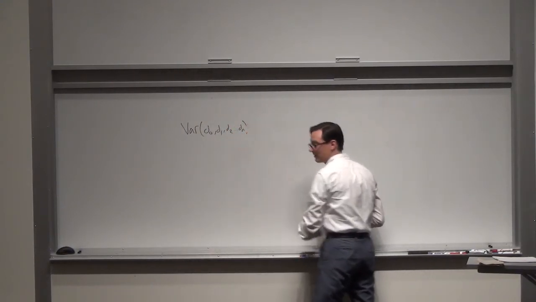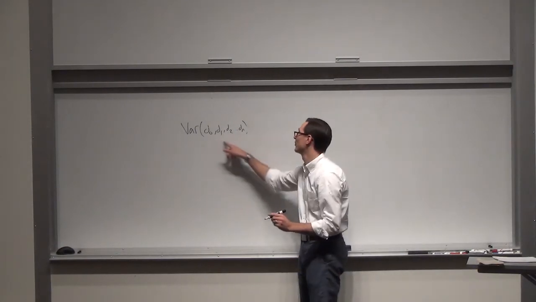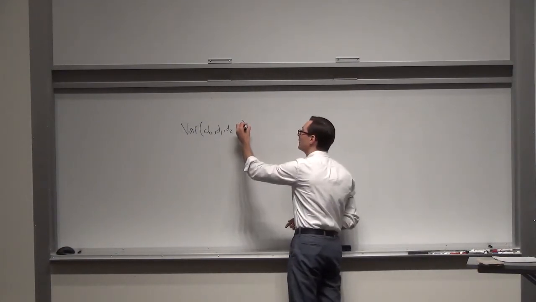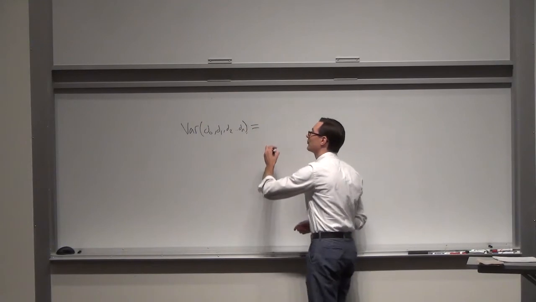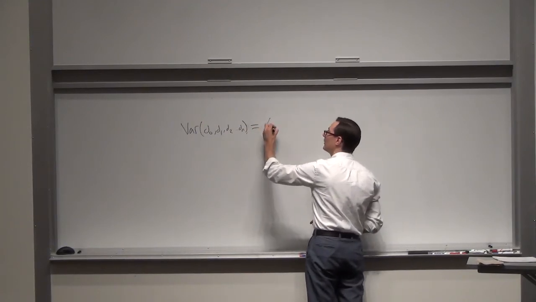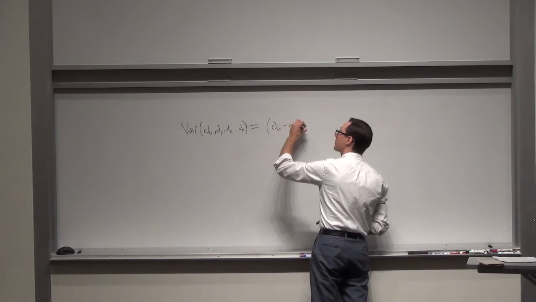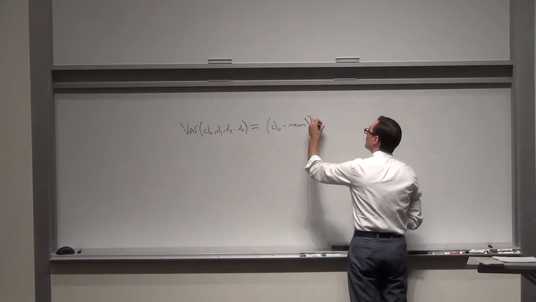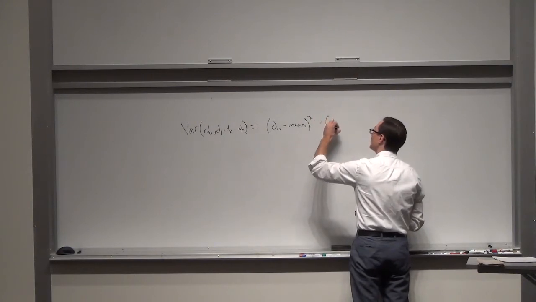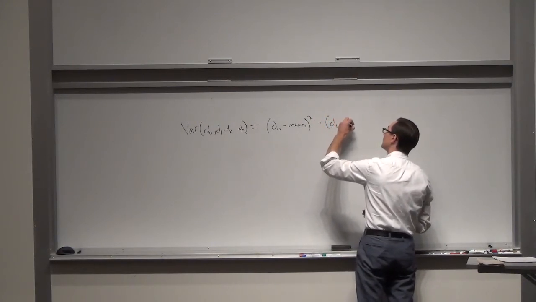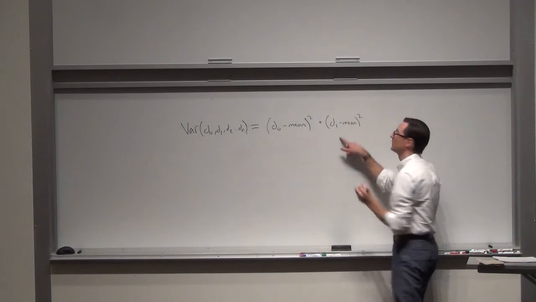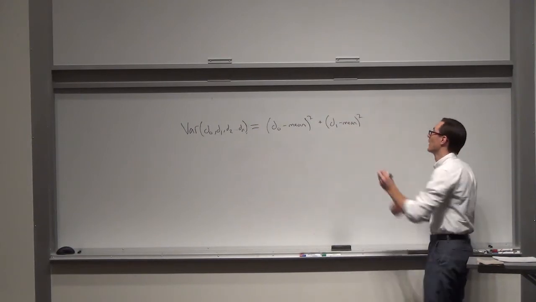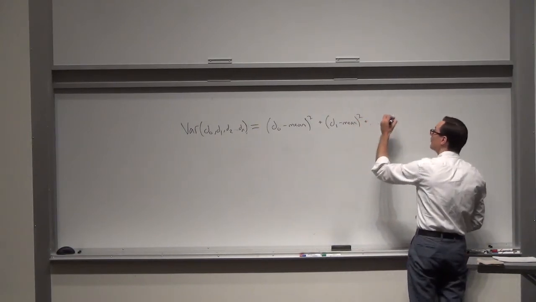of our data set, which is data 0 through data point n, people would get so far as to say, okay, it's data 0 minus the mean squared plus data point 1 minus the mean squared, and so forth.